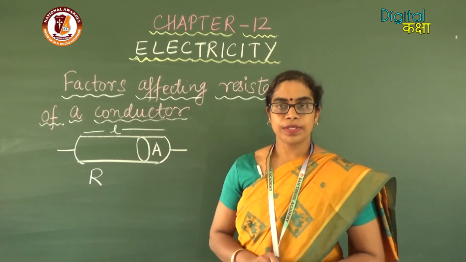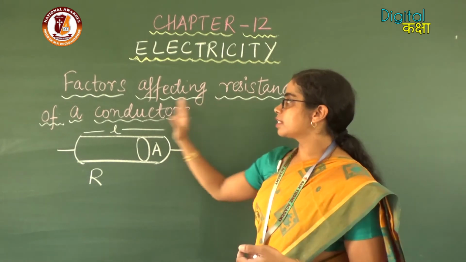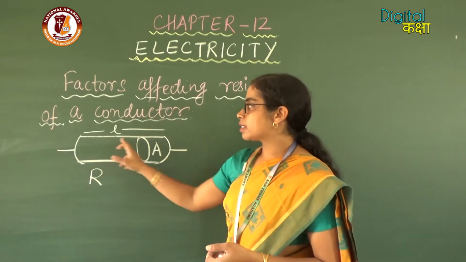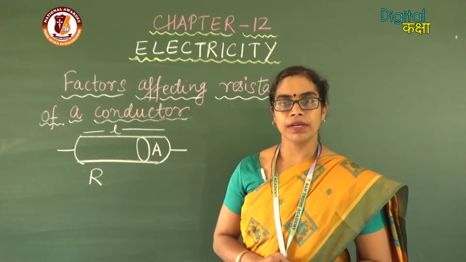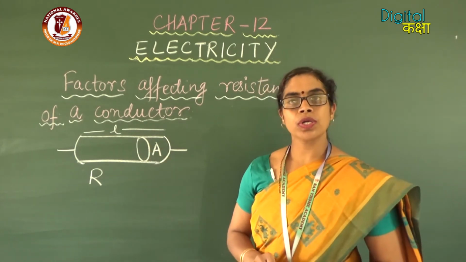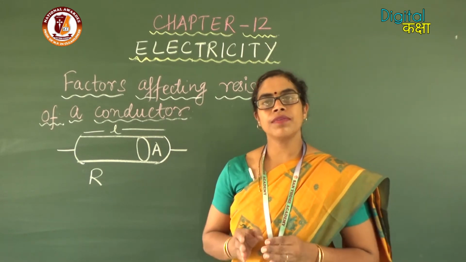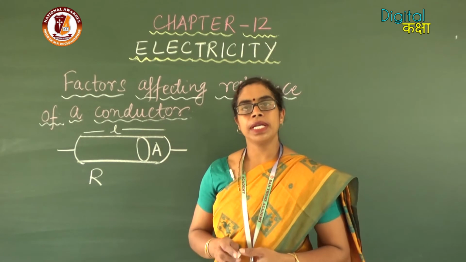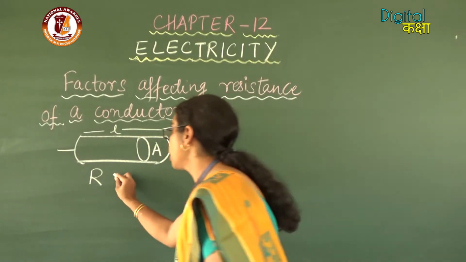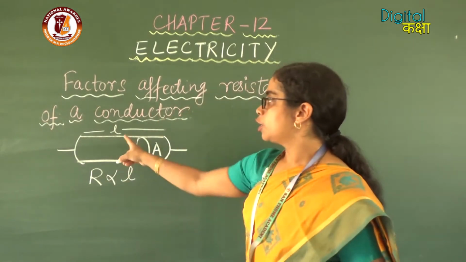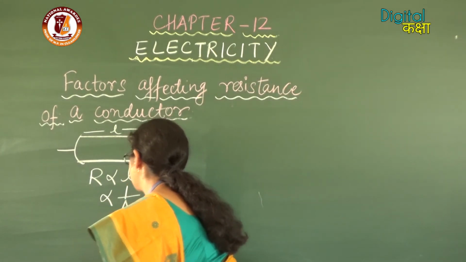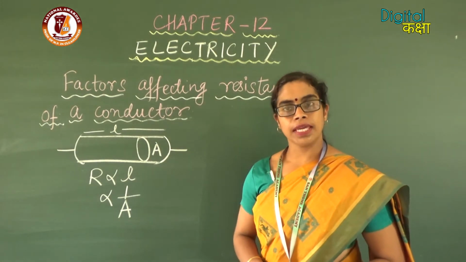Let us discuss the topic factors affecting resistance of a conductor. In this diagram, L is the length of a metallic wire or a conducting wire, and A represents its cross-sectional area. For this given wire, the resistance depends upon two factors. The resistance, which is denoted as R, is directly proportional to the length of the wire and is inversely proportional to the area of cross section, that is A.